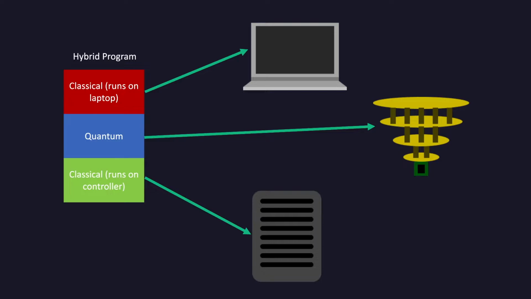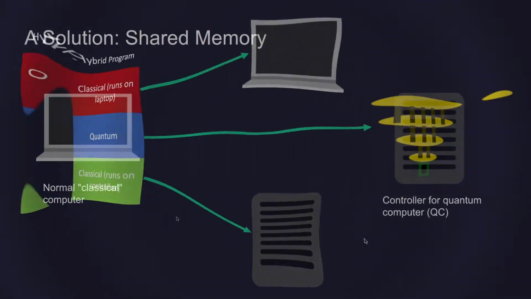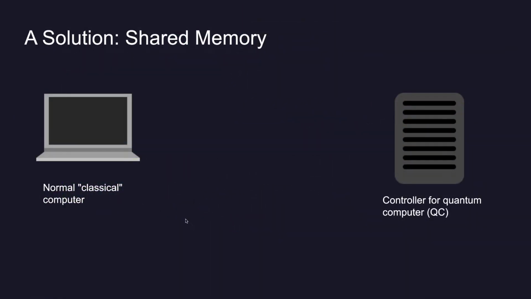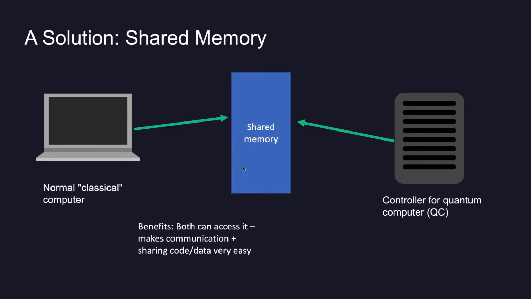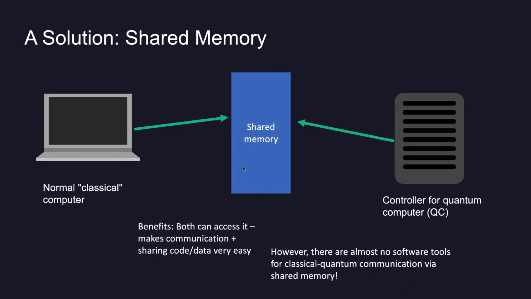We could always just split this program into two different ones and send one off, but that can lead to you writing code twice, and also isn't a very intuitive programming experience. A possible solution is to have a region in computer memory which is shared between the laptop and the controller, a place through which they can both communicate and share code and data. However, there aren't really many software tools to enable and manage this shared memory.